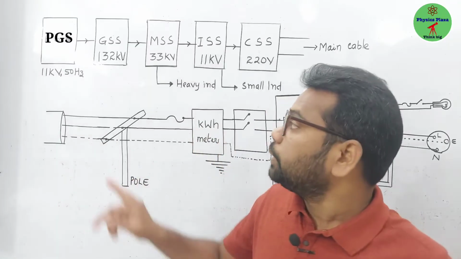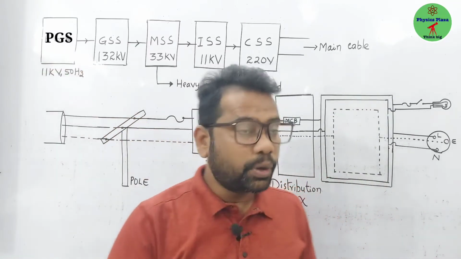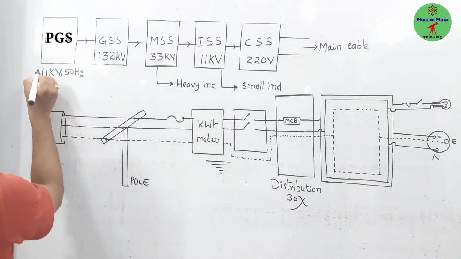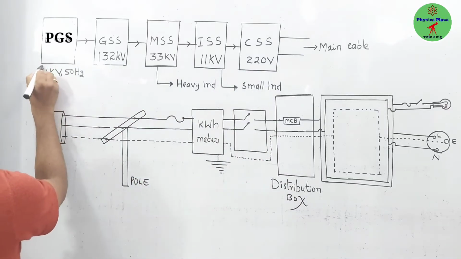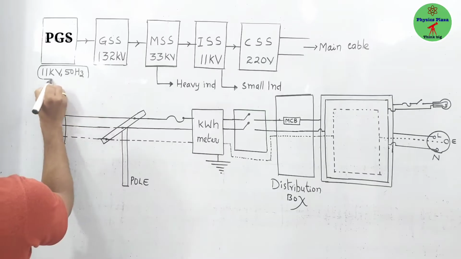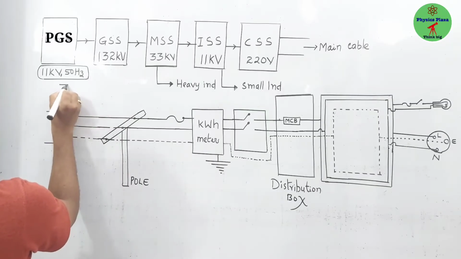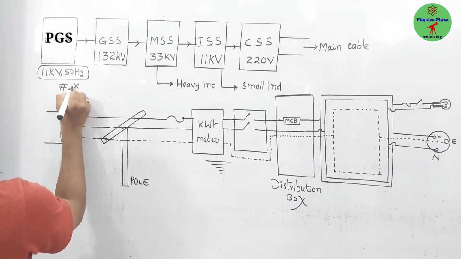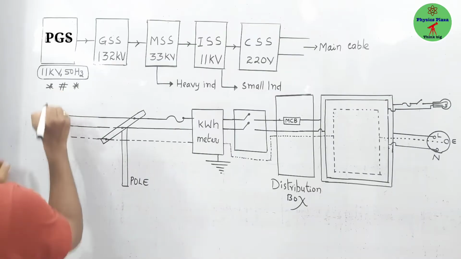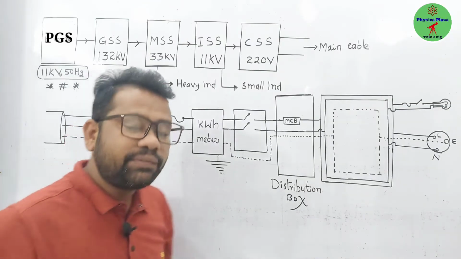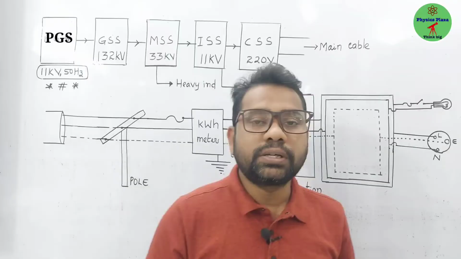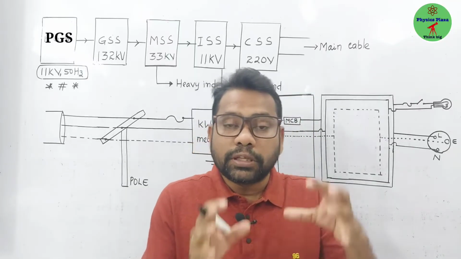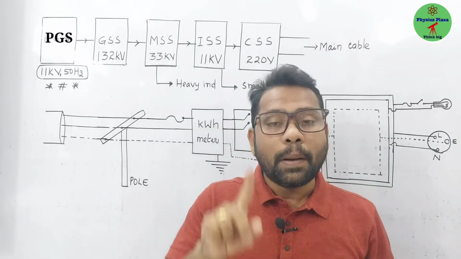Look here. At a power generating station, this is very, very important. The power with 11 kV and 50 hertz is produced. I repeat once again, very important from the examination point of view. Very means very much important. Power with 11 kV and 50 hertz frequency is generated at the power generating station.